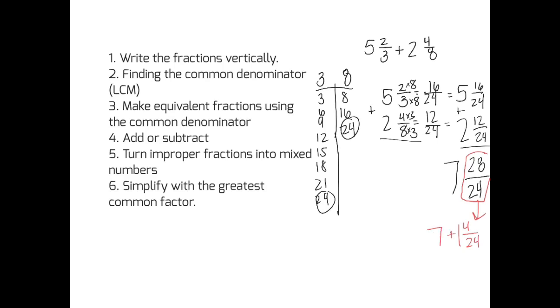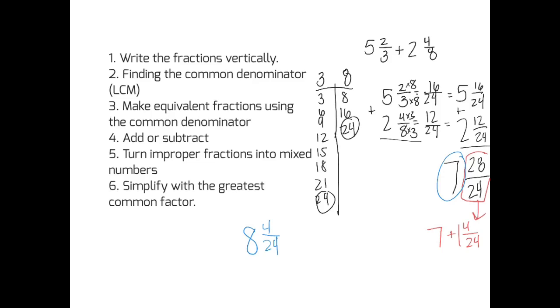And now I need to add, we cannot forget about this whole number 7 that I originally had. So what do I have now? What's my answer I have so far? 8 and 4/24ths. And now I need to find the greatest common factor between 4 and 24 to simplify.